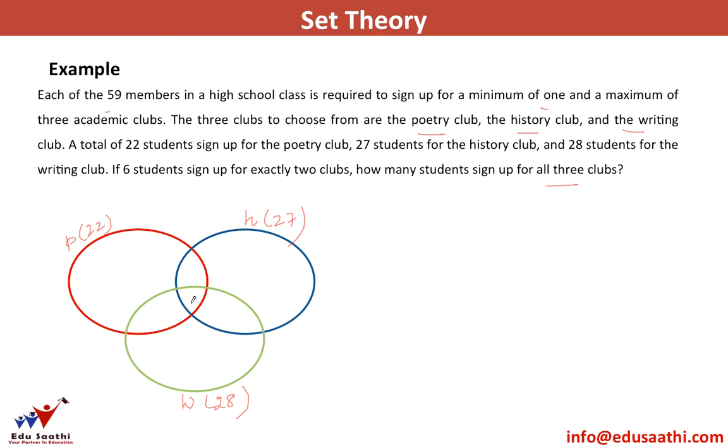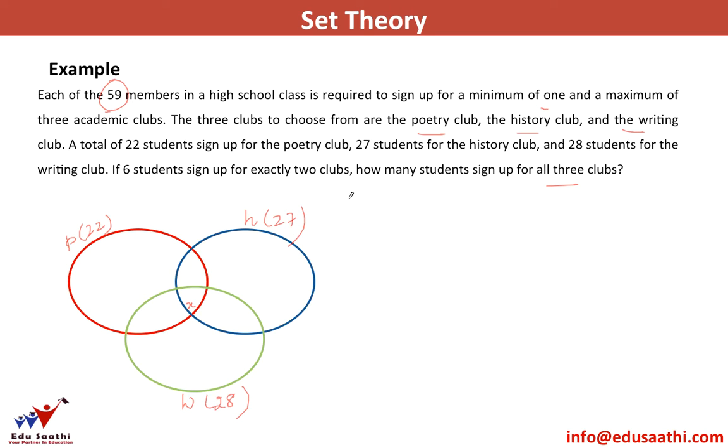So let me assume that this is the poetry club, this is the history club, and this is the writing club. 22 students sign up for poetry, 27 for history, and 28 for the writing club. If 6 students sign up for exactly 2 clubs, how many students sign up for all 3 clubs? So let me write here X, and this is what we need to find out. People who sign up for all 3 clubs. First thing you need to understand here is that the count of all the members inside these 3 circles should be equal to 59, because we have 59 members in total.